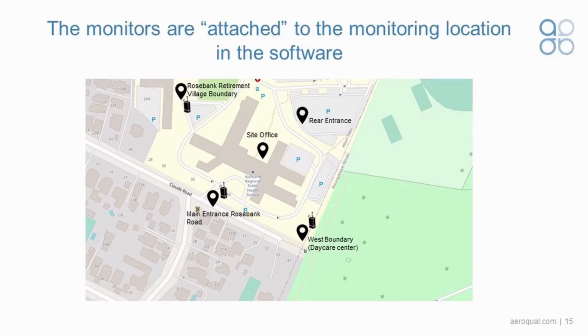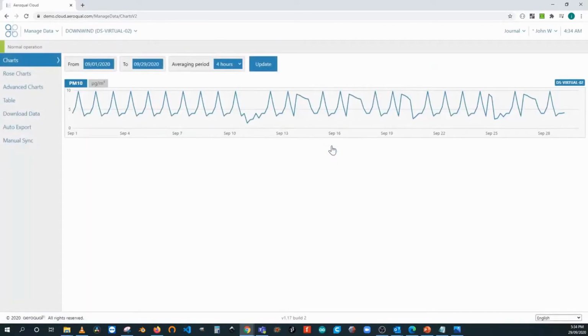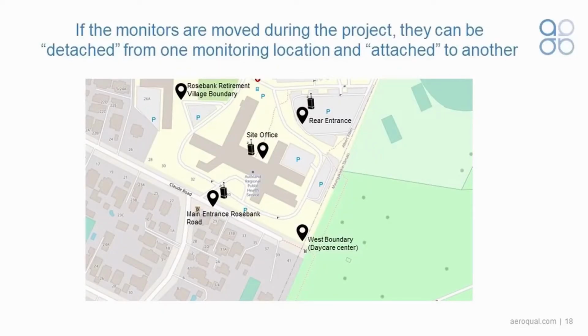Also, if we had more than one instrument at a given monitoring location, or if an instrument has been swapped out for another instrument at a monitoring location, all of the data becomes concatenated at the same location. So if all we're interested in is what we measured at the Rosebank Retirement Village boundary, we only have to click on that monitoring location. So that's a very useful feature just in case instruments move around. Just a reminder, however, that you can always go back to the instrument to look at your data as well. So you can choose now whether or not to look at the data from the instrument or the monitoring location.